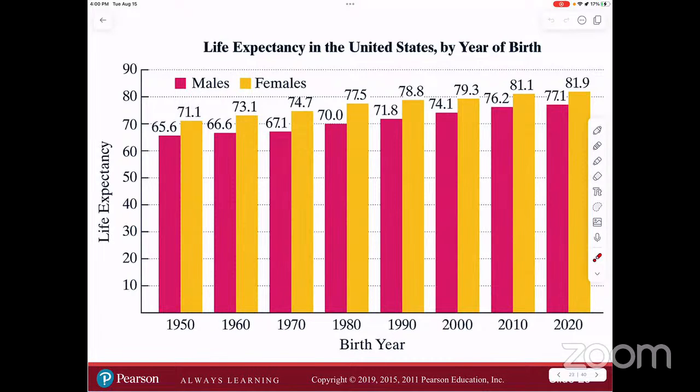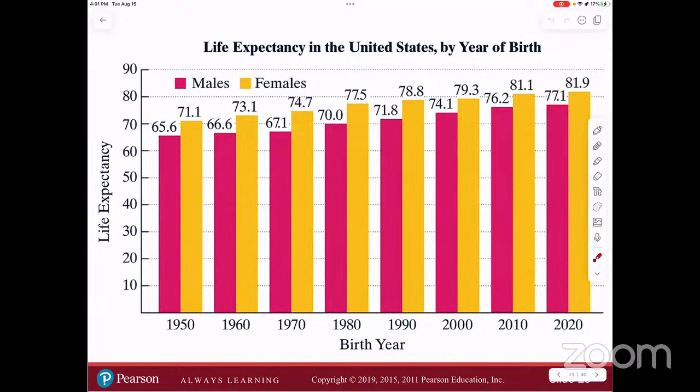Okay, so we got this bar graph. We have the birth year on the bottom. This is behaving as expected. You would think that over time, technology would get better, so people would live longer. So the bars do seem like they're getting longer over time. That kind of goes with what you would anticipate.